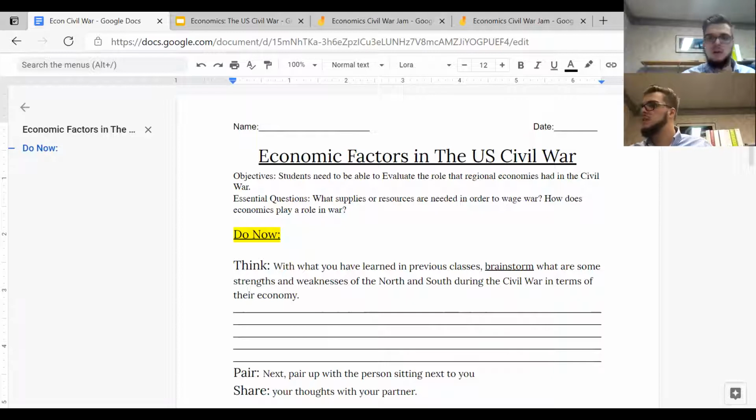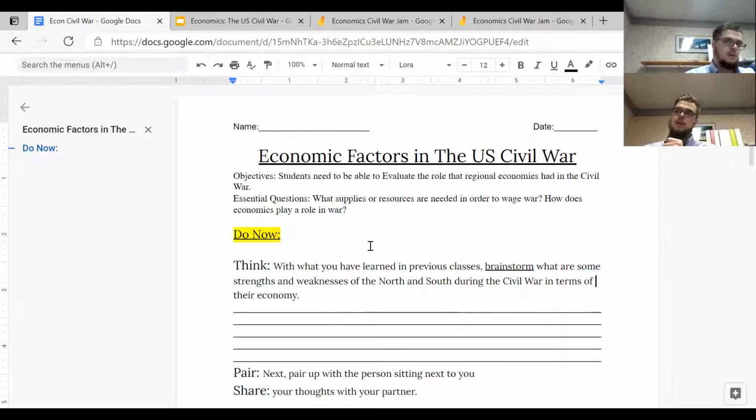I'll just start video. Okay, so for our Do Now, we're going to do three parts. It's going to be think, pair, share. Just a preface to this, the lesson plan is designed around having a Zoom interactive classroom and an in-person interactive classroom. What I mean by that is for parts of it, students will be able to go out on their own.